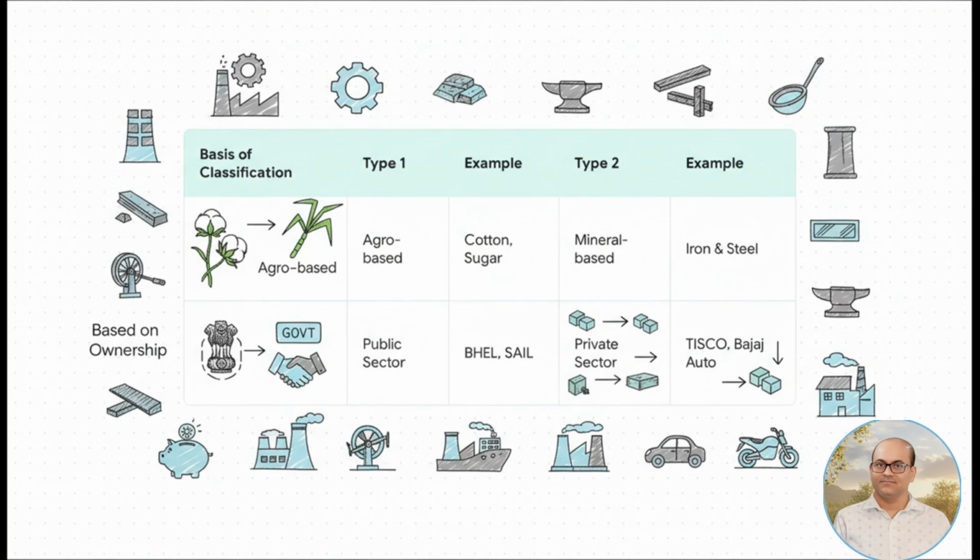One way to classify industries is by the raw material they use. If they use agricultural products like cotton or sugar, we call them agro-based industries. If they use minerals like iron ore, they are mineral-based industries, for example, an iron and steel plant. Another way is based on ownership. If the government owns the industry, like BHEL or SAIL, it is a public sector industry. If it is owned by private individuals, like Tisco or Bajaj Auto, then it is a private sector industry.